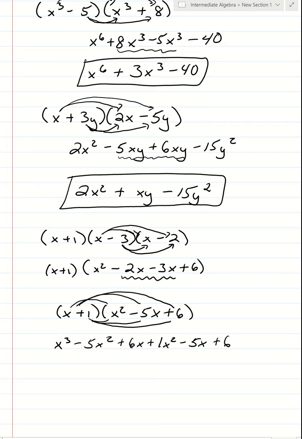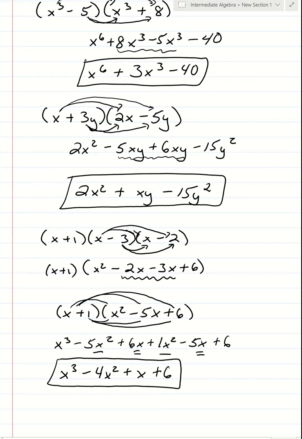Always look to see if you could simplify if you have any like terms. Well, x to the third, that's by itself. No like terms there. I have an x squared here and an x squared here. Let me combine them. Negative 5 plus 1 would give you a negative 4x squared. Then we have an x term and an x term. Let's combine those. 6x minus 5x would give you a plus 1x. And of course, then you have the plus 6 at the end. That can't be combined with anything, and that would be your simplified expression.